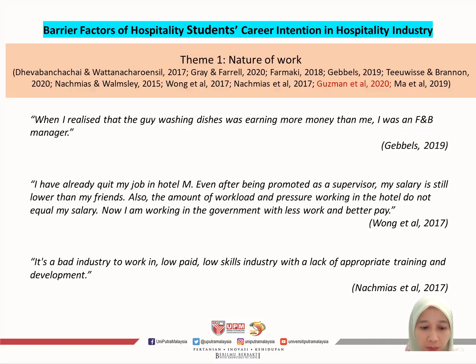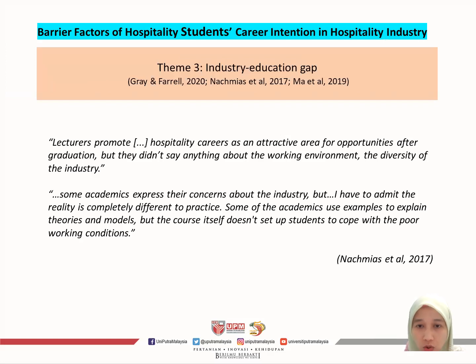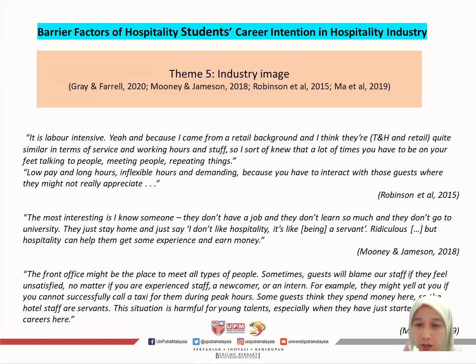For the barrier factors, we have 8 themes extracted for the barrier factors of hospitality students' career intention in the hospitality industry. The first one is the nature of work, because the students do not really prefer the nature of work in the hospitality industry. The second one is the country specific issues. The third one, the industry education gap. The fourth barrier is the lack of information. The fifth barrier is the industry image.